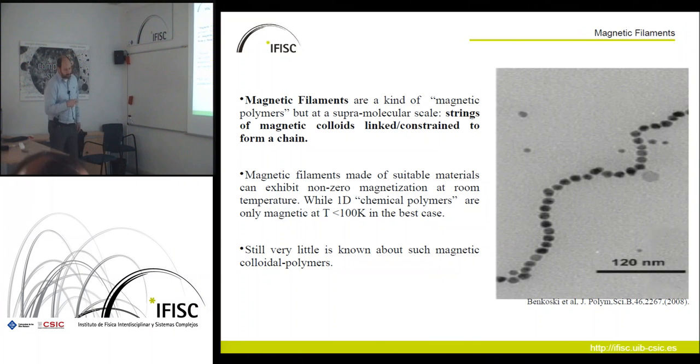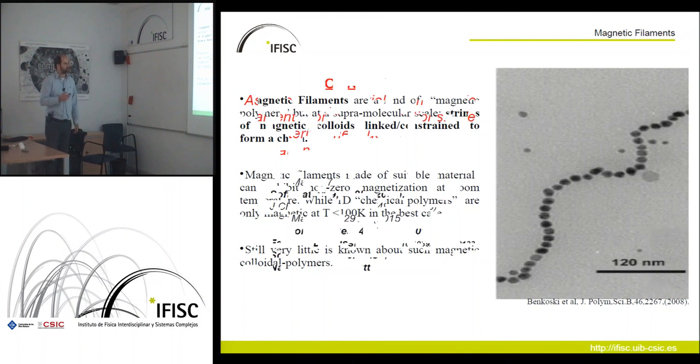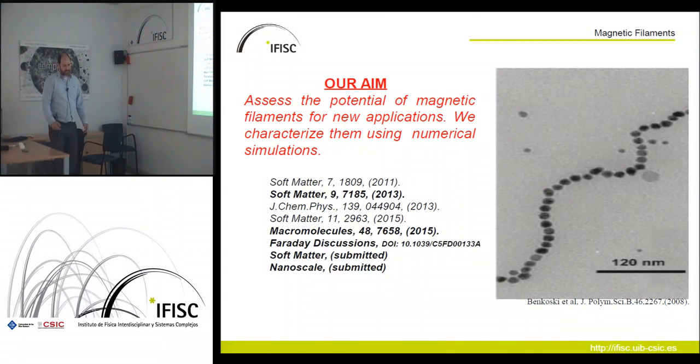While in the case of chemical polymers, what happens is that usually for 1D chemical polymers, the magnetization just holds till 100 kelvins more or less. So our aim is basically to study the properties of these filaments and try to see if they can be used in some kind of prospective applications, as I will show you later.